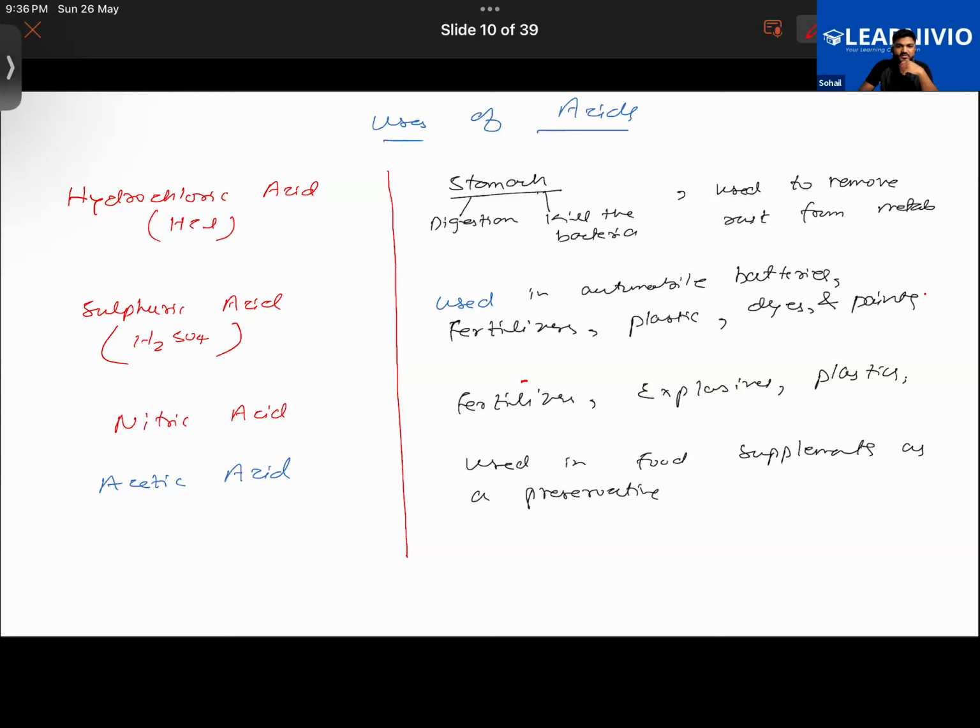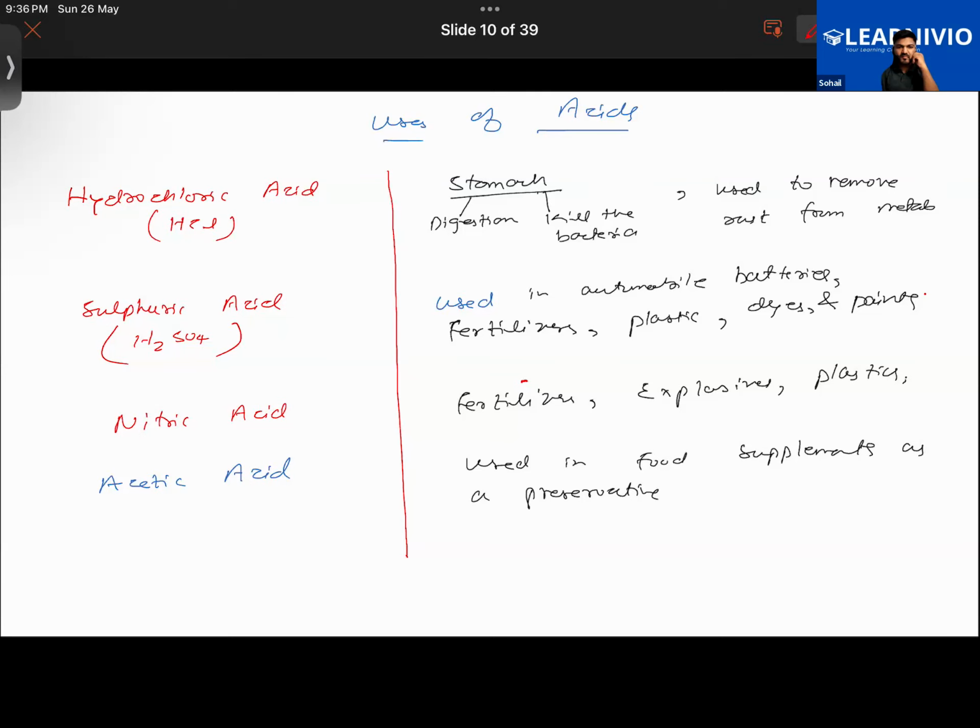There were a few more examples. Didn't I tell you about tamarind? Yes, tamarind is also there. Which type of acid is found in tamarind? Do you remember tartaric acid? So tartaric acid, we talked about that also. Okay, one question.